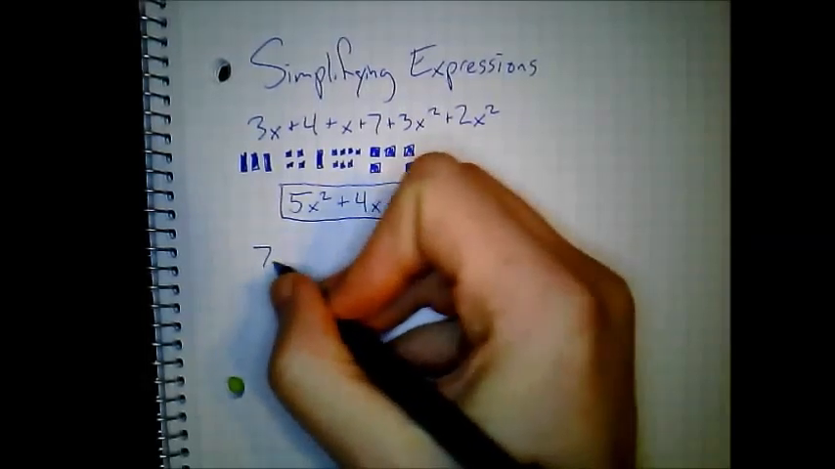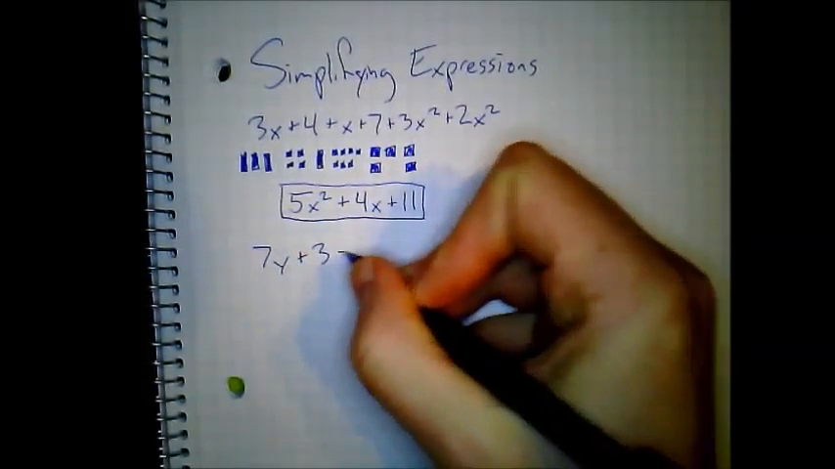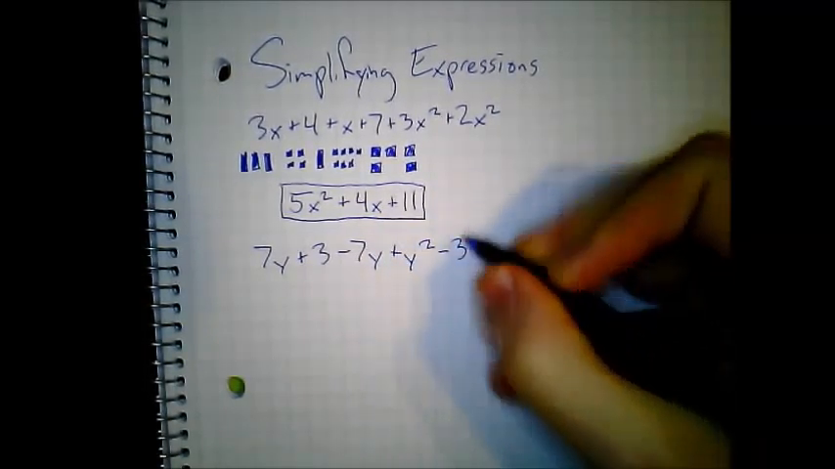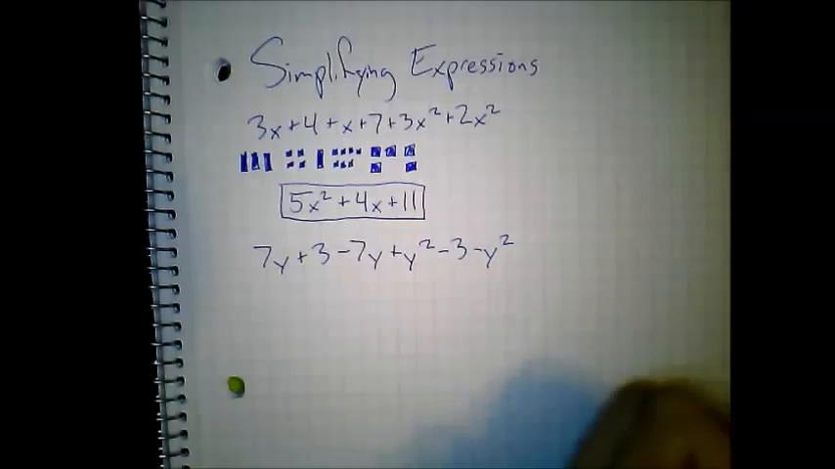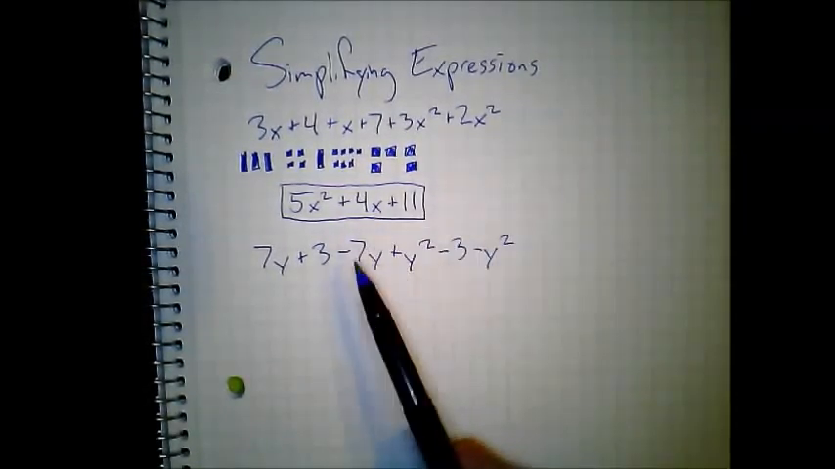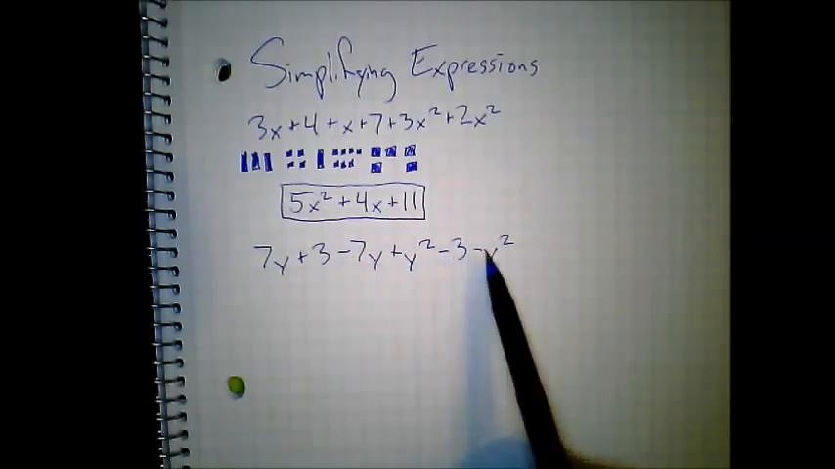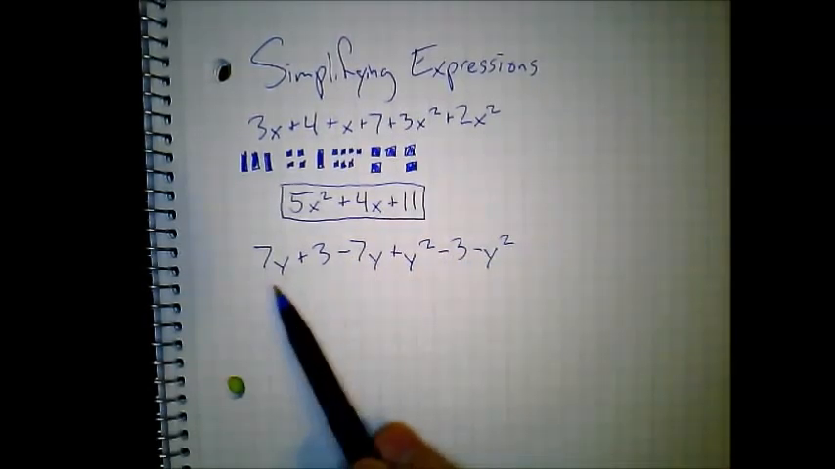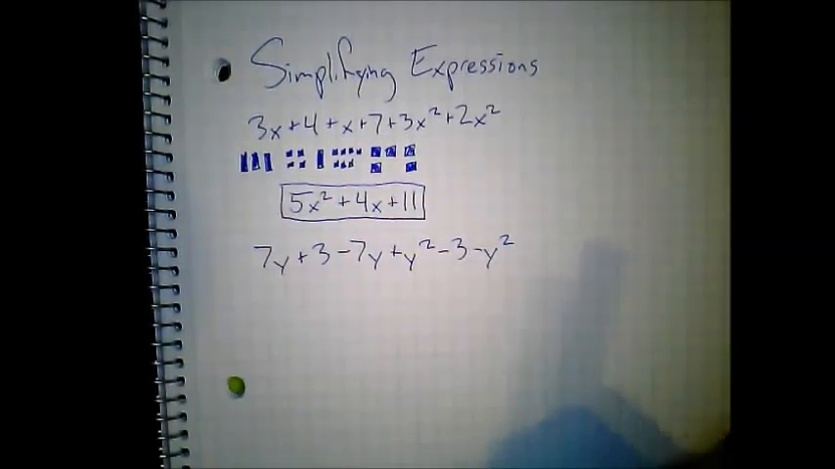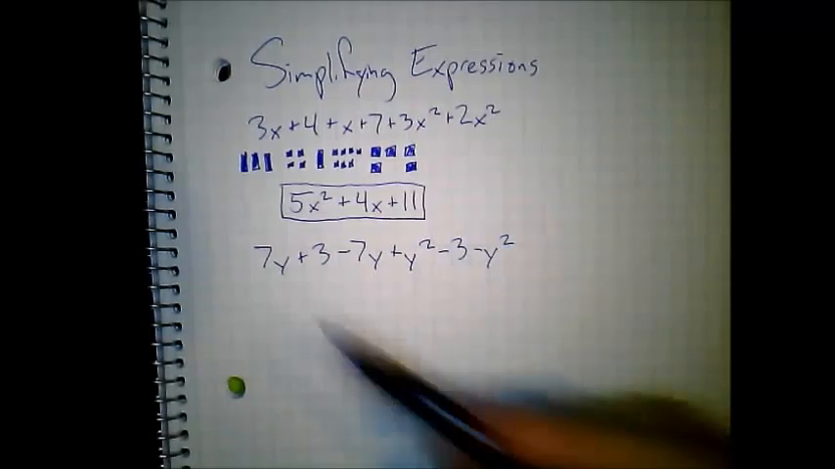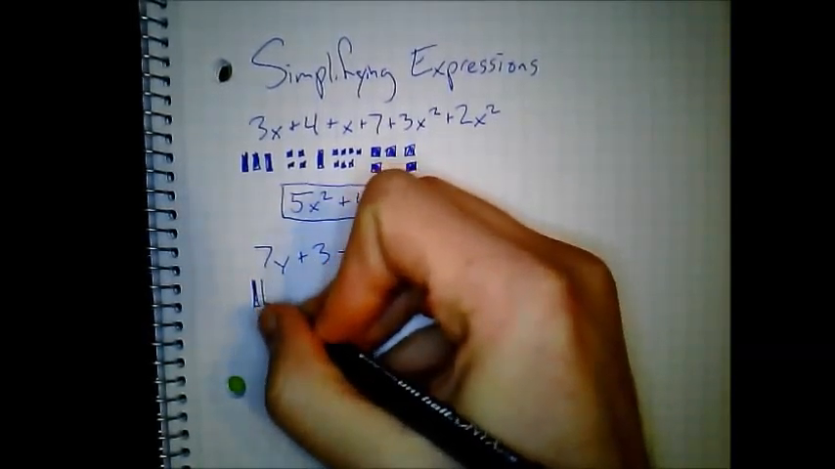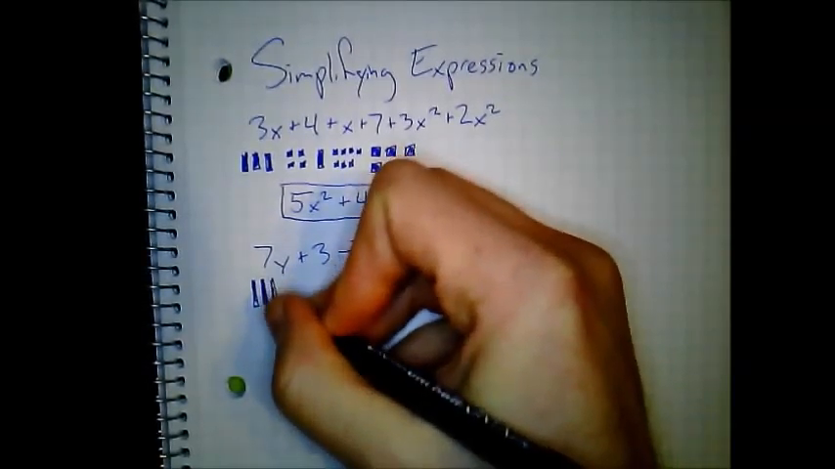So let's say we have 7y plus 3 minus 7y plus y squared minus 3 minus y squared. So here's our next example. Now this one's a little bit different because we have a few subtractions, a few negative tiles. Just because these variables are y doesn't mean we do anything different than with our variables of x. Variables act the same way. So we just visualize what we have again. We have 7y, so I'm going to draw 7 y tiles, and these are positive, so I'm going to shade them in.